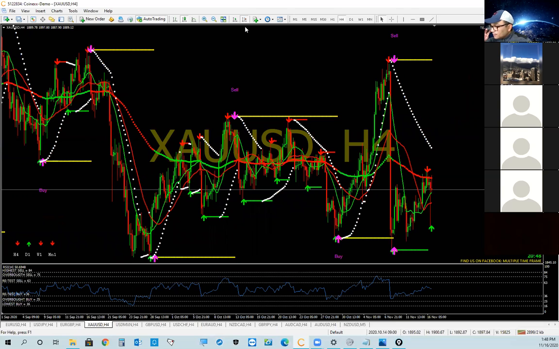Look at what gold is doing. We know gold is in a sell position, but I don't like that. Right now it's doing a pullback. Oh, look at that. It's going with the trend now. But I would have waited.